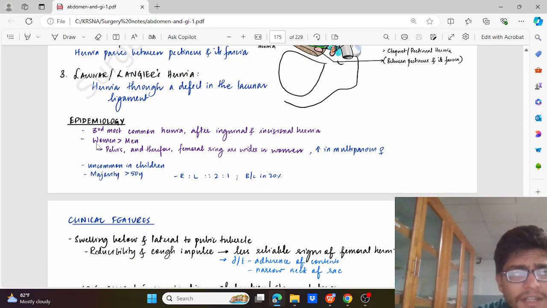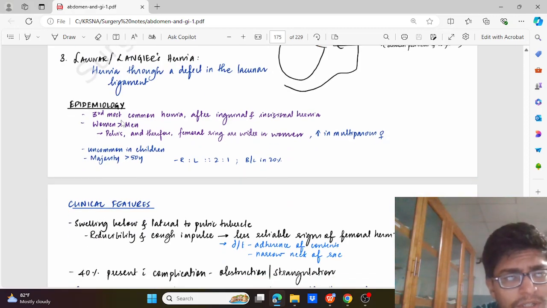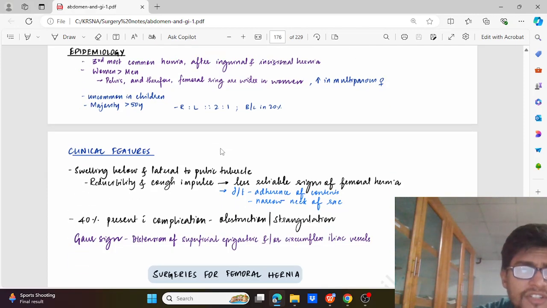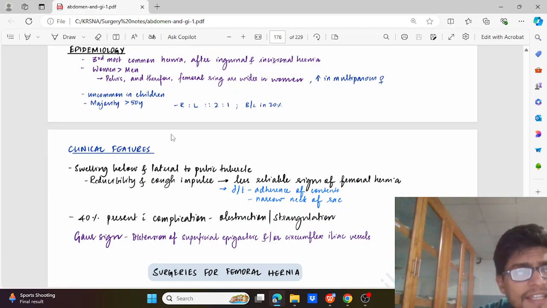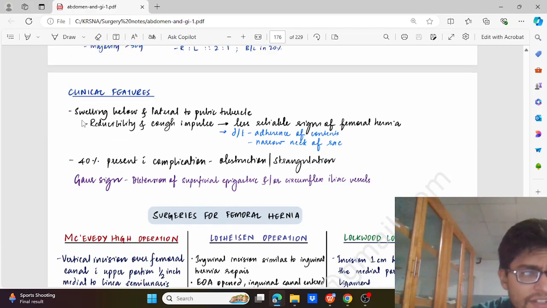Now coming to the epidemiology, it is the third most common hernia after inguinal and incisional hernia. Women are more prone as their pelvis is large and the femoral ring is wide, and it also increases in multiparous women. It is uncommon in children, mostly seen after 50 years of age, more common on the right side, and 20% are seen bilaterally. The clinical features will be swelling below and lateral to the pubic tubercle.